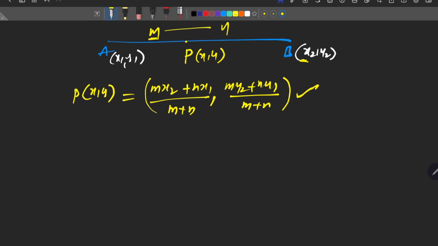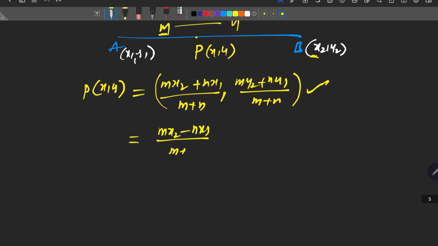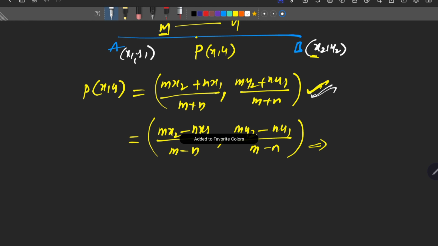If the section is external, just the same formula, we write it as (m x2 minus n x1) / (m minus n), comma, (m y2 minus n y1) / (m minus n). If negative is written, it is called external section. If plus is written, this is called internal section. In CBSE, this external section is not there, so please focus on internal section only, thoroughly.